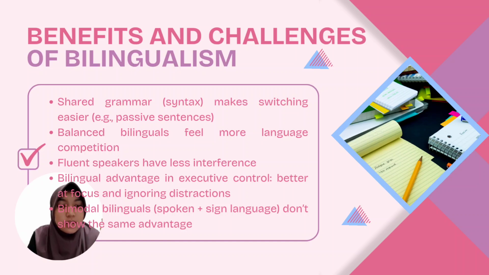Next is bilingual advantage in executive control. Bilinguals are often better at paying attention and ignoring distractions. Next is bimodal bilinguals, spoken plus sign language. People who use a spoken and a signed language do not always get the same brain benefits.